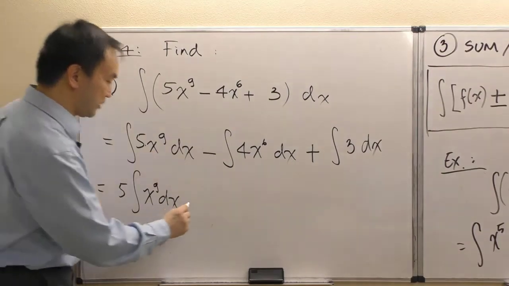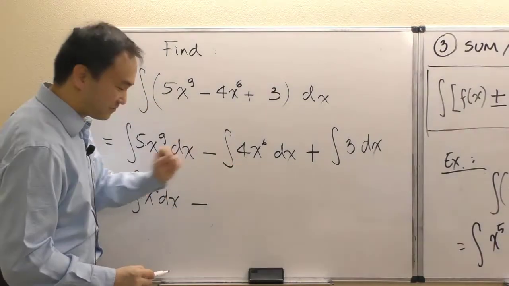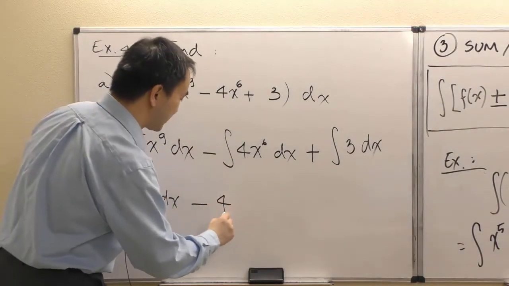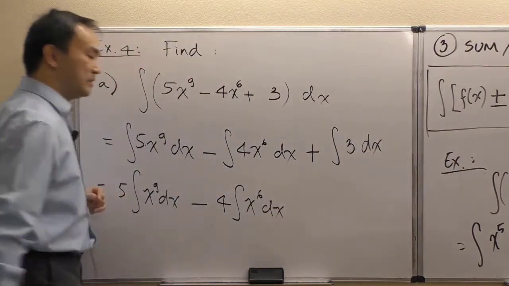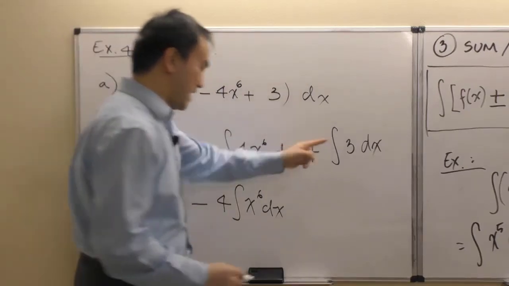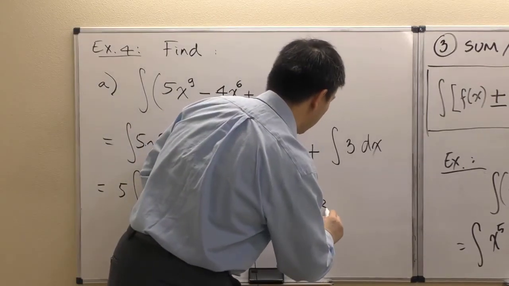And then let's do the same for this term. This is now going to be the same as 4 times the antiderivative of the plain power x to the 6th. I'm going to leave that here for now.